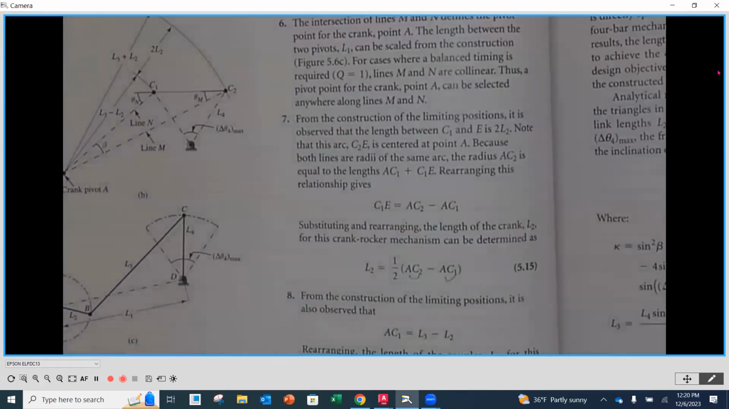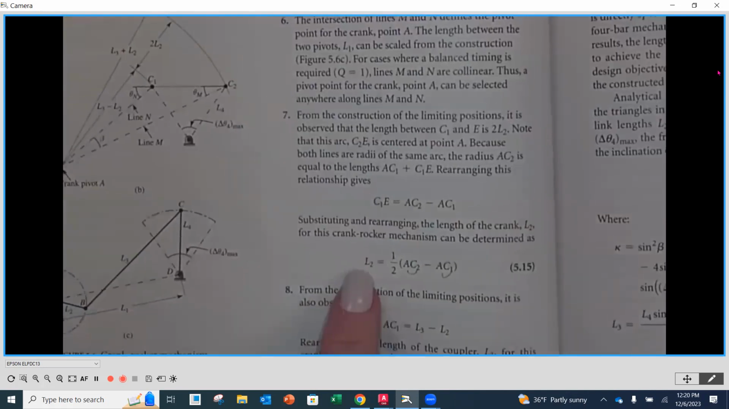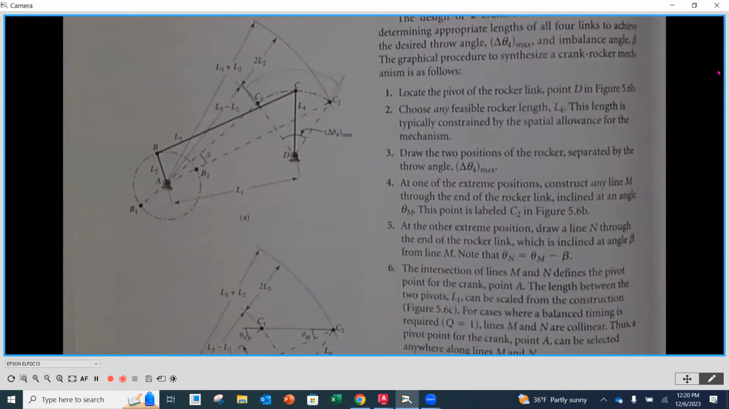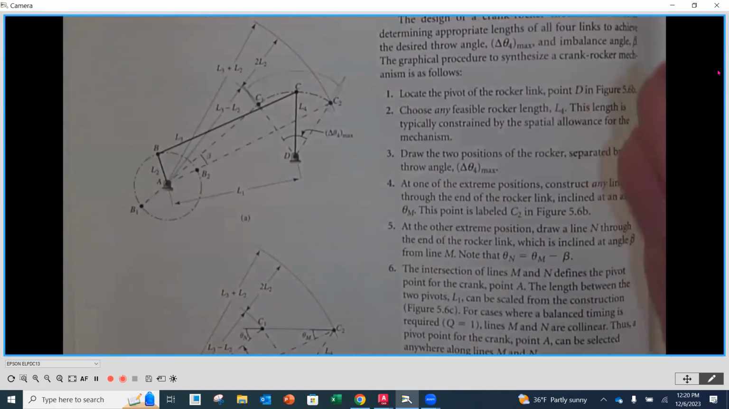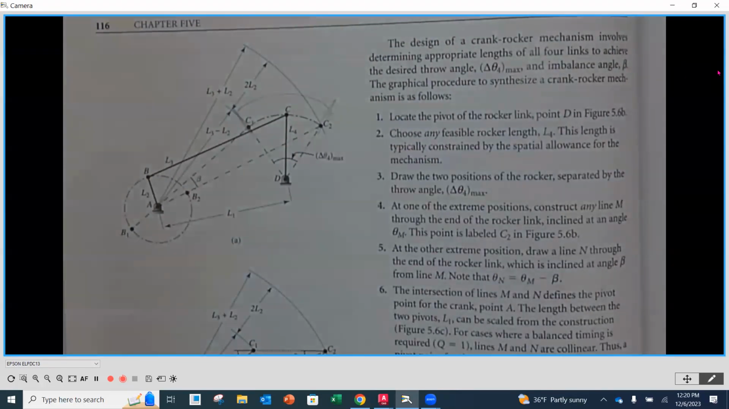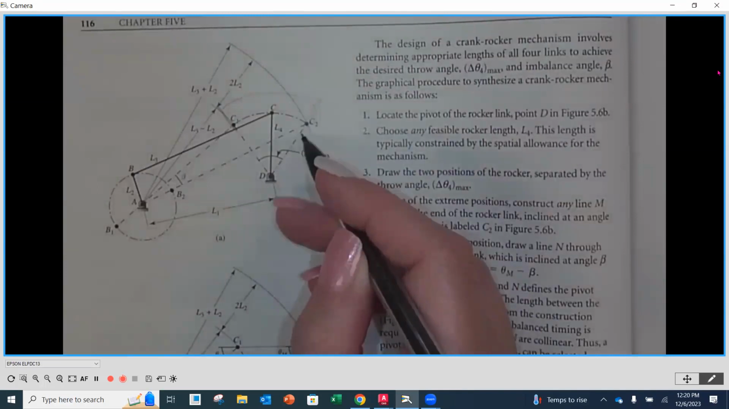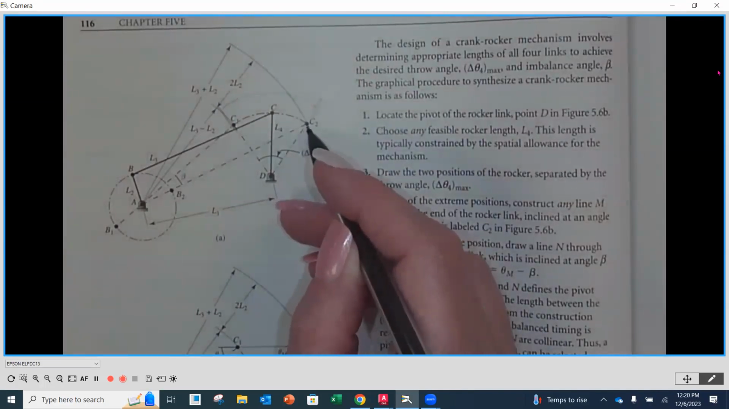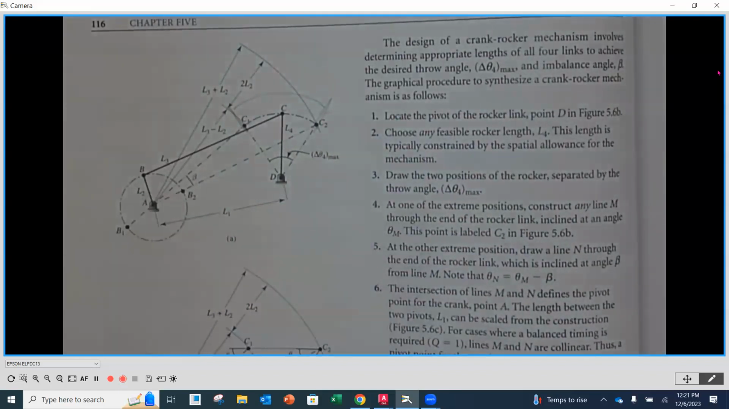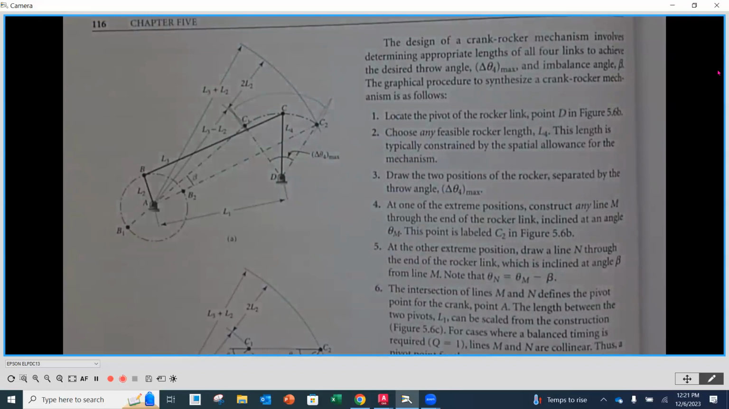Now, in order to really do this calculation, we've got to start where we know something or can identify something. What it goes through in this process and tells you to do is, you're going to need to assume a length of link number 4, so that we can figure out exactly where that is. You're also going to need to determine the distance between our two centers of rotation.